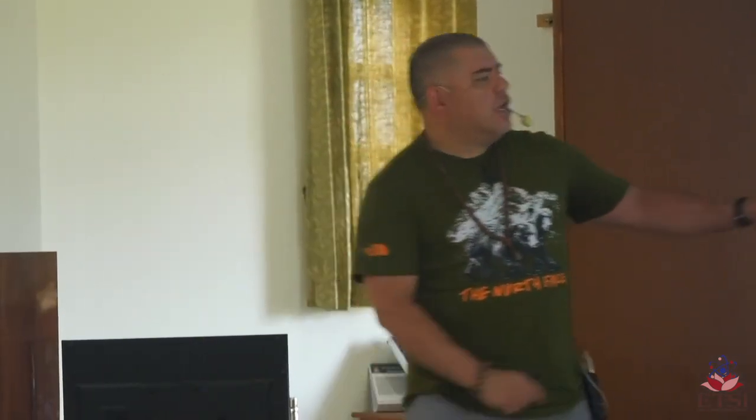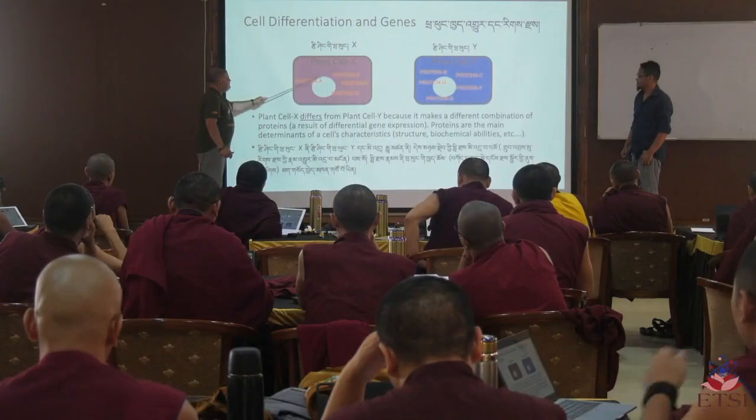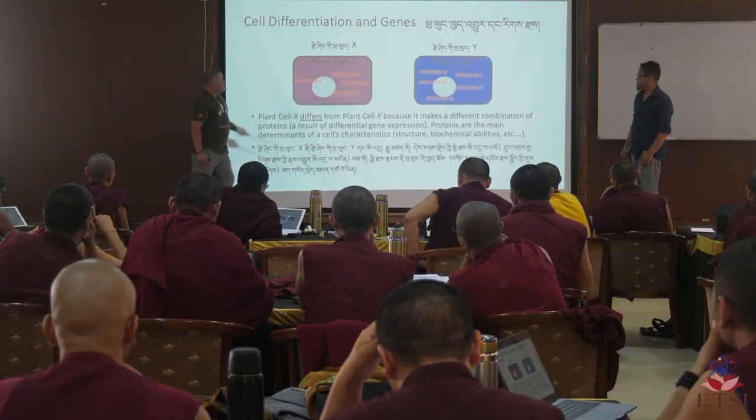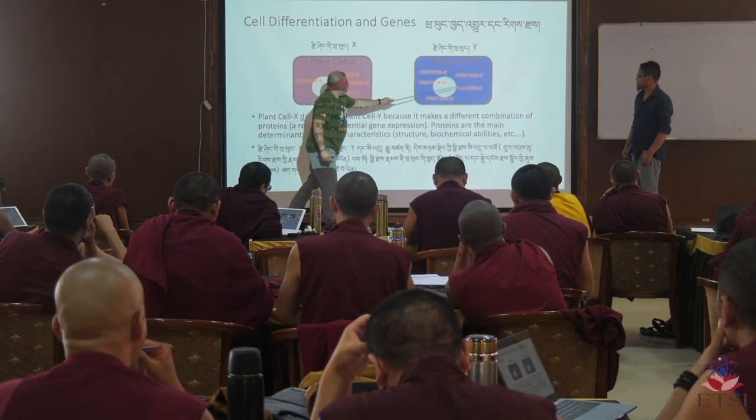And don't worry about what they are, just see them as different cells. Now we have different proteins, A, D, H, and C in plant X, and B, H, C, F, and G on Y.